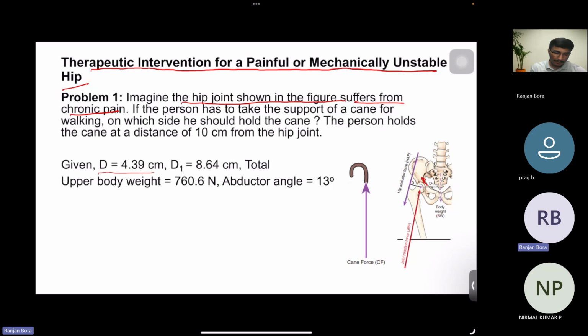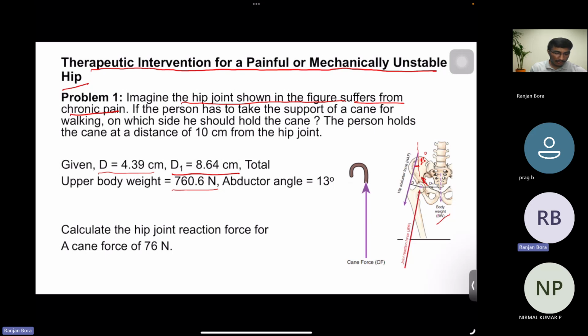D is the moment arm of the hip abductor force, and D1 is the moment arm for body weight, and the total upper body weight is given as 760.6 Newton, and the abductor angle is 13 degree. Abductor angle means this angle, the angle between the abductor muscle force and the vertical line of action. This is 13 degree.